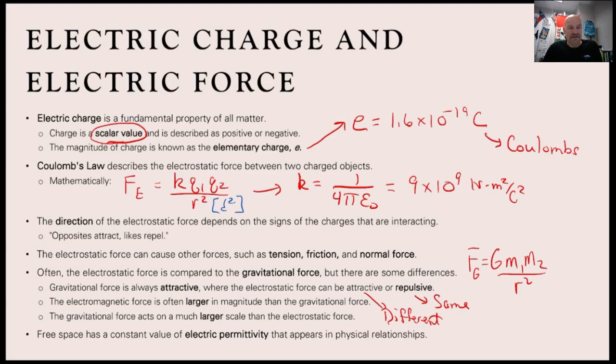And then the last thing, this epsilon naught, the permittivity of free space, is a constant value of electric permittivity that appears in physical relationships.